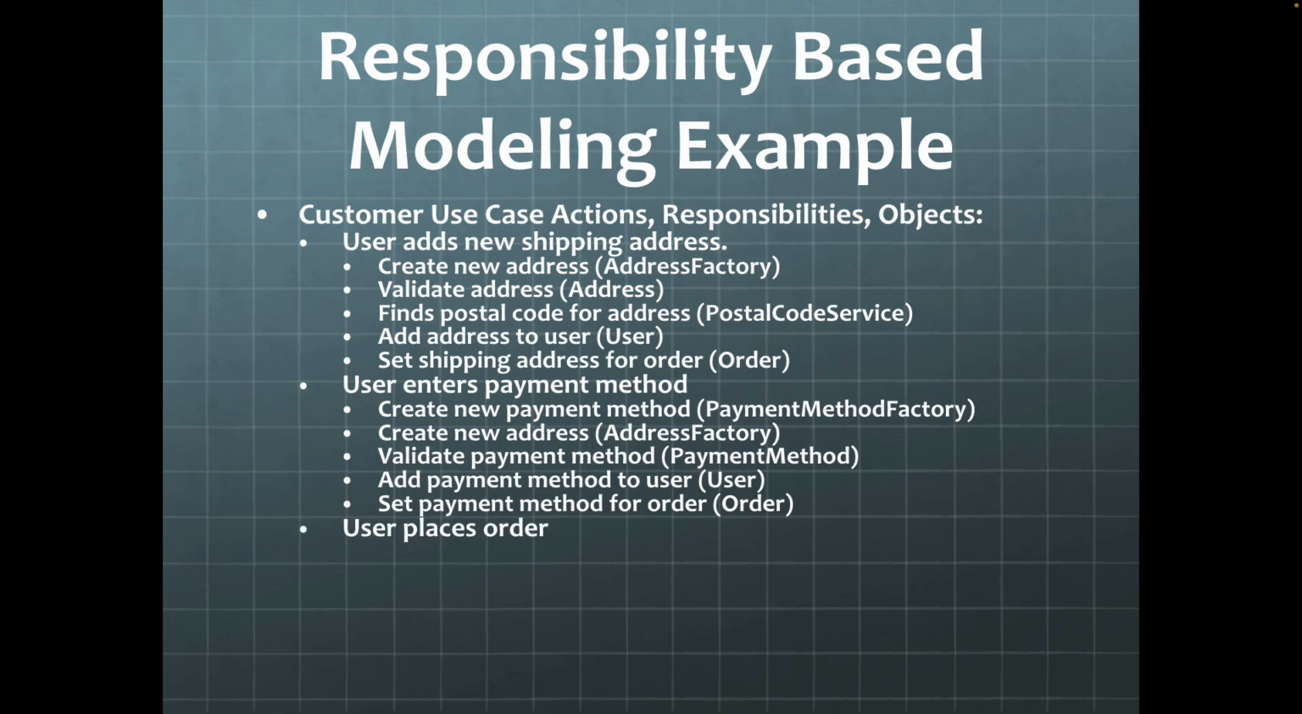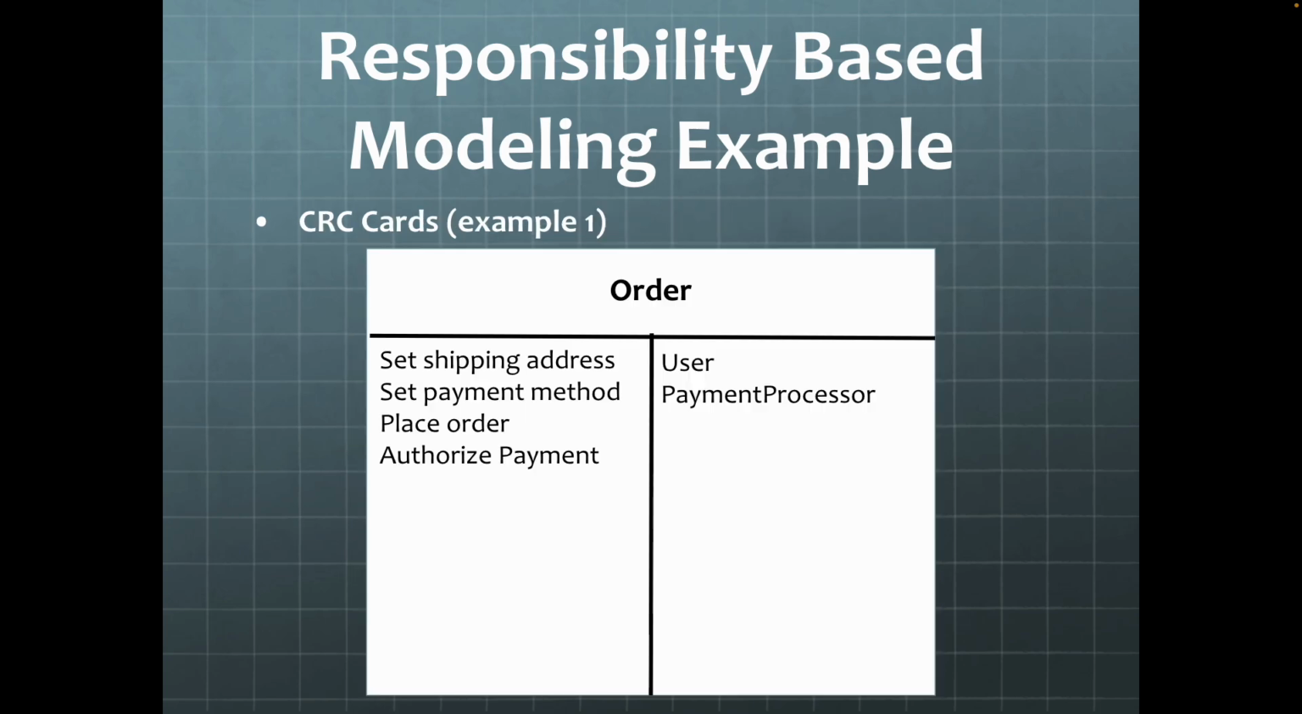Finally, the user places an order. So that's the third action that the user did. So that one is just place order and authorize payment. The responsibilities that are needed for it: the user will just place order, but the system has to know how to authorize the payment when placing the order. So that's why that's another responsibility that's concerned there.